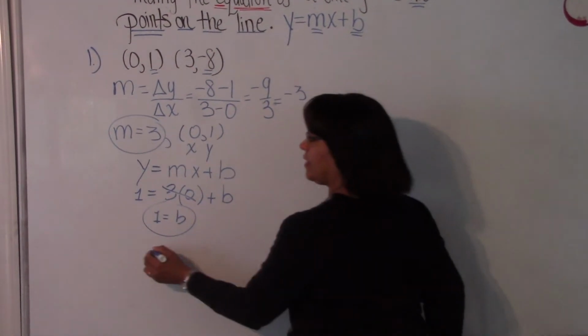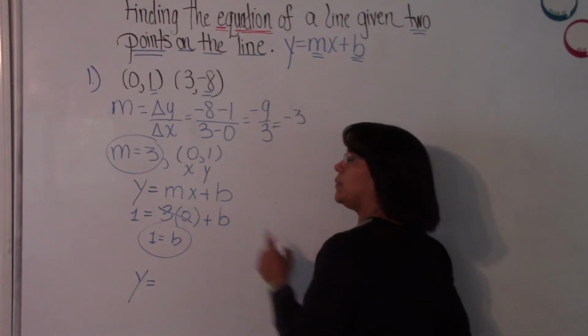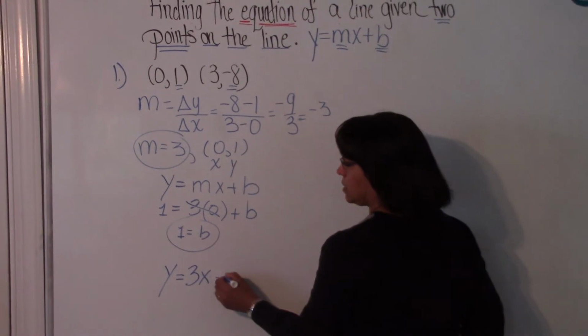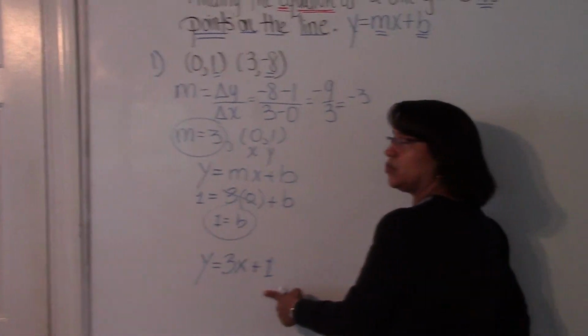And now we can rewrite our equation. Now we write y equals mx plus b, but we know m, so it's 3x. And we know b, so we put plus 1. And your answer is y equals 3x plus 1.